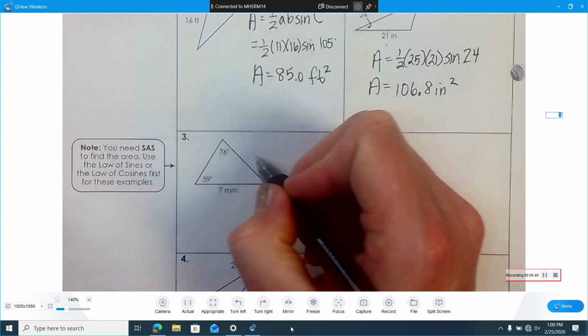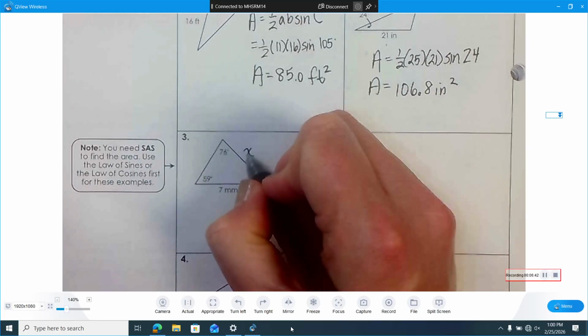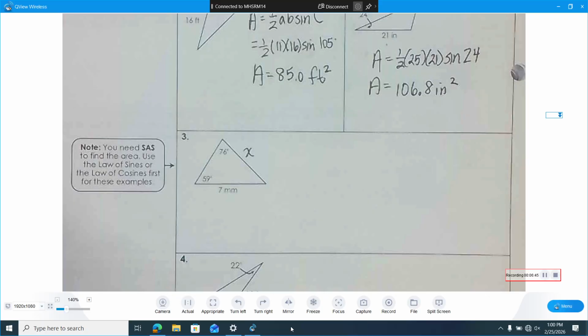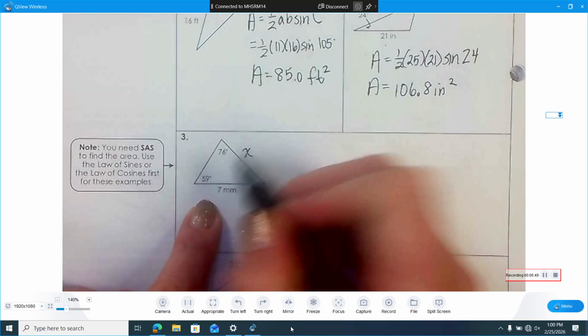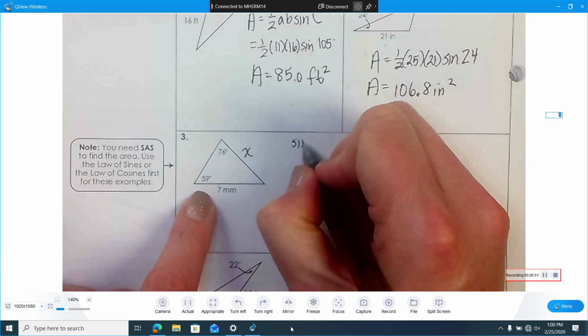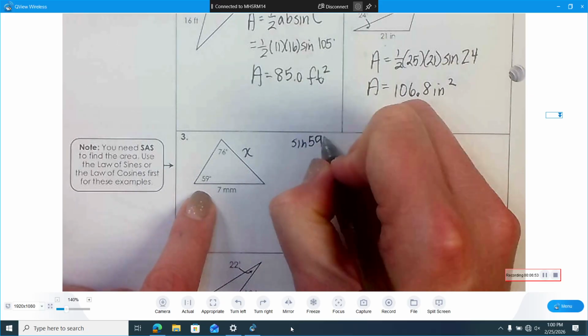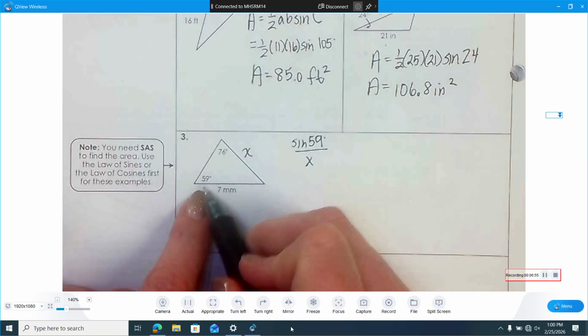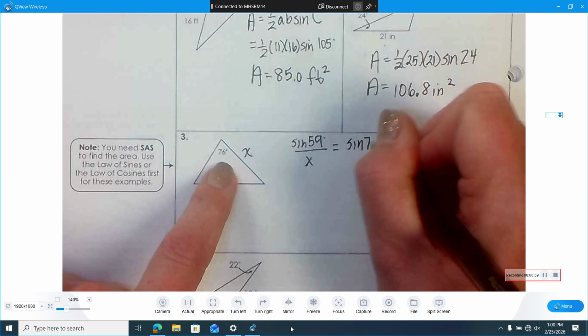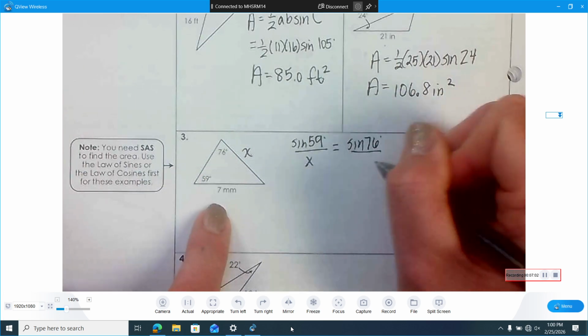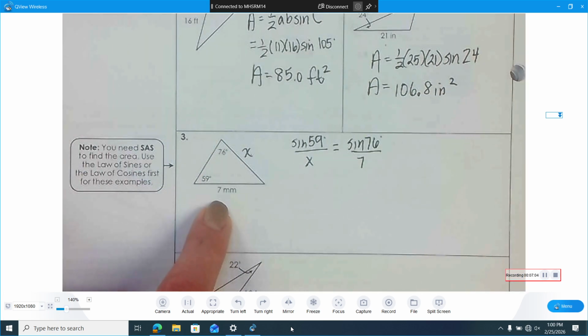Law of sines, very good. So maybe I want to figure out this side right here. And so we can use law of sines. Sine of my angle 59 over its opposite side is equal to sine of my 76-degree angle over its opposite side of 7.